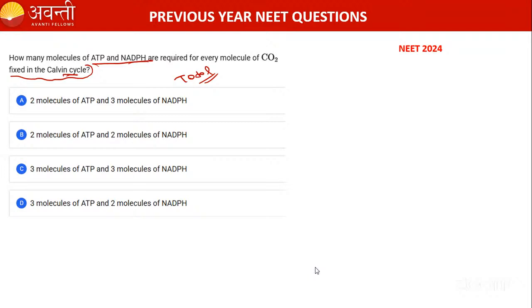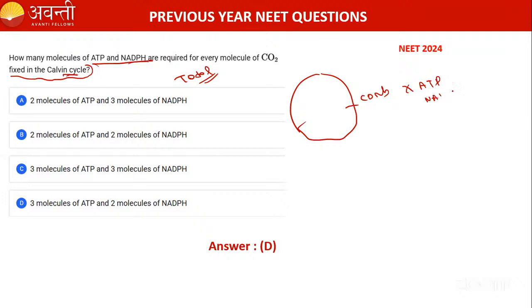25% gave A, 25% C, sorry, 50% D. Very good, guys. All of you gave the D option. That is the correct answer. You can see here, guys, this is the dark reaction, right? Carboxylation. We don't require any ATP and NADPH here.